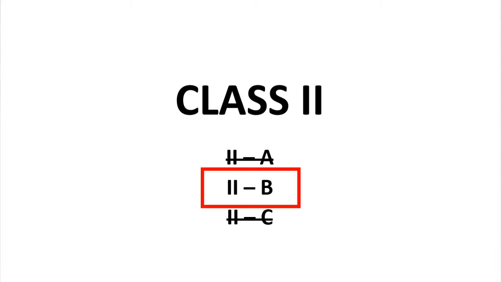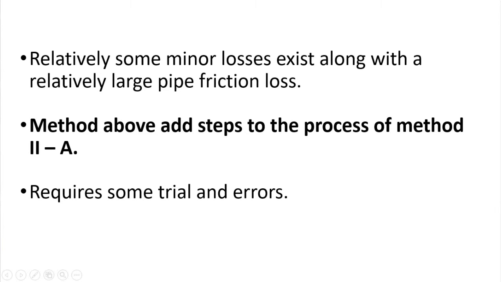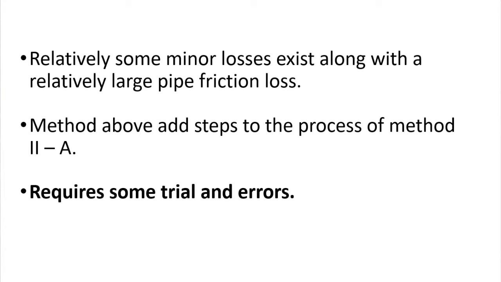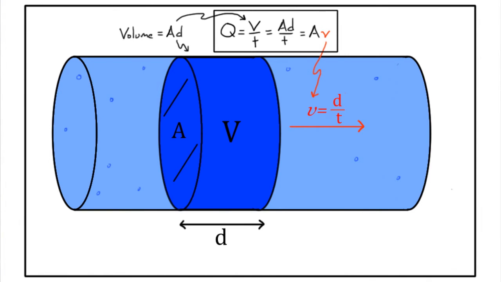Method 2B has been chosen. This is because it is used for a series system in which relatively small minor losses exist along with a relatively large pipe friction loss. This method adds a step to the process of method 2A. Also, it requires some trial and error to deal with the question. The concepts involved are Bernoulli's theorem, the energy losses, volume flow rate, and lastly the Reynolds number.